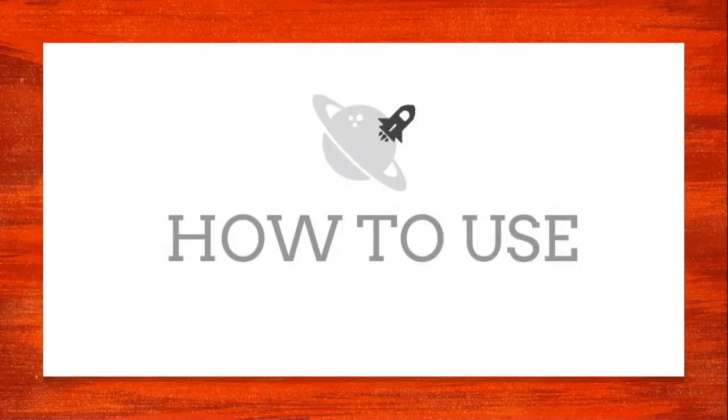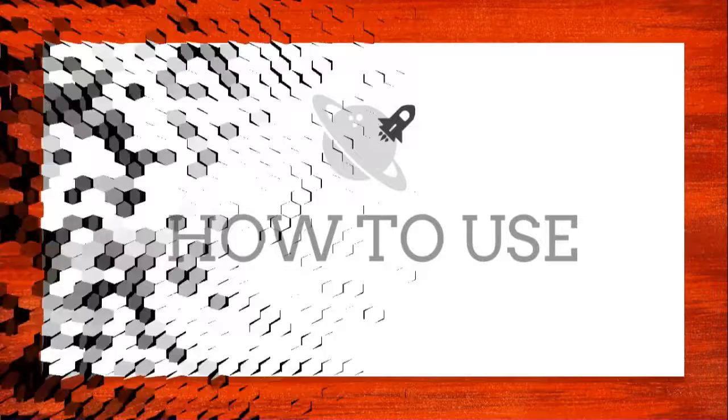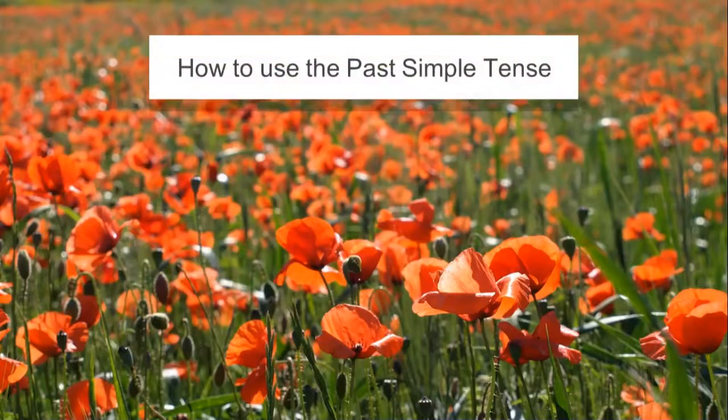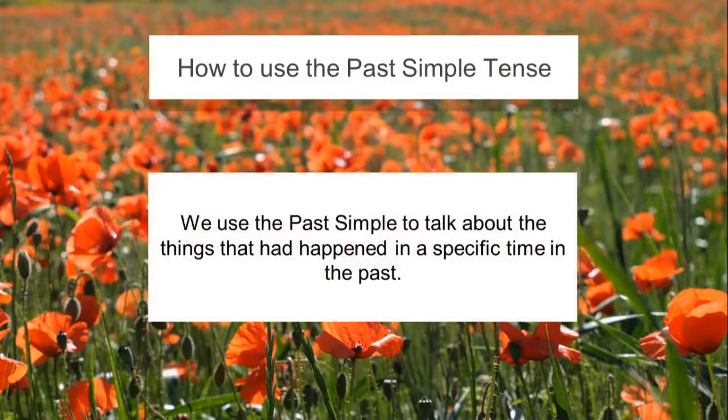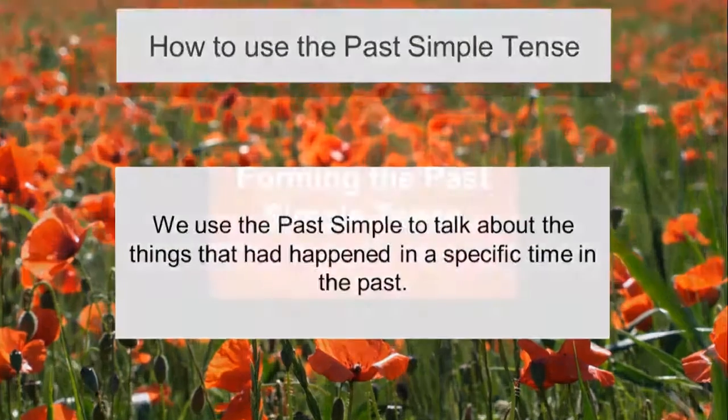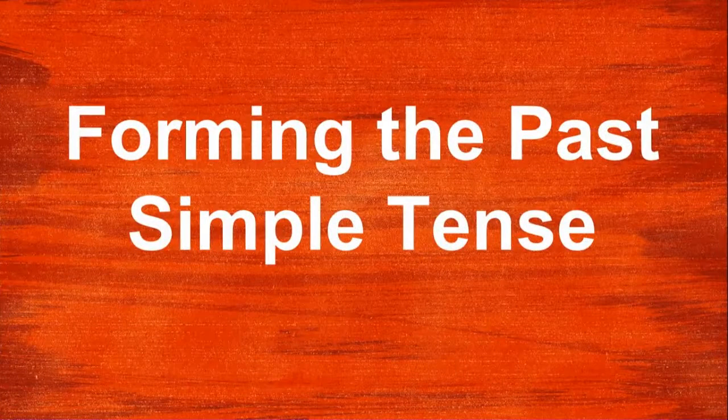Okay, now we will learn about how to use the past simple tense. We use the past simple tense to talk about the things that had happened at a specific time in the past. And next, we will learn about the form of the past simple tense.